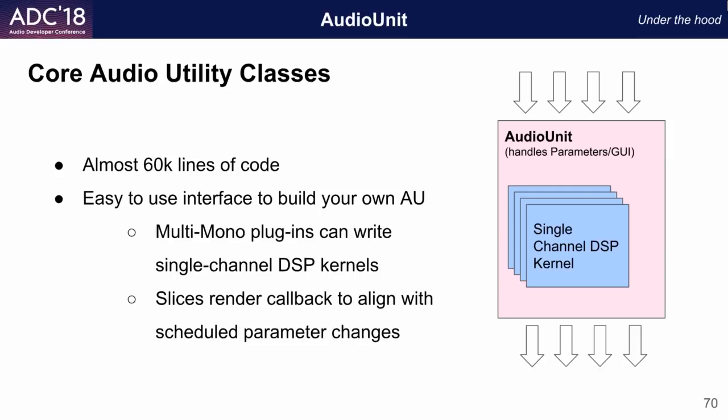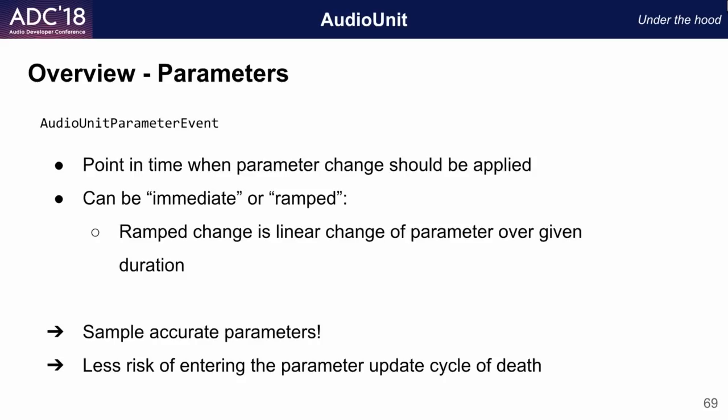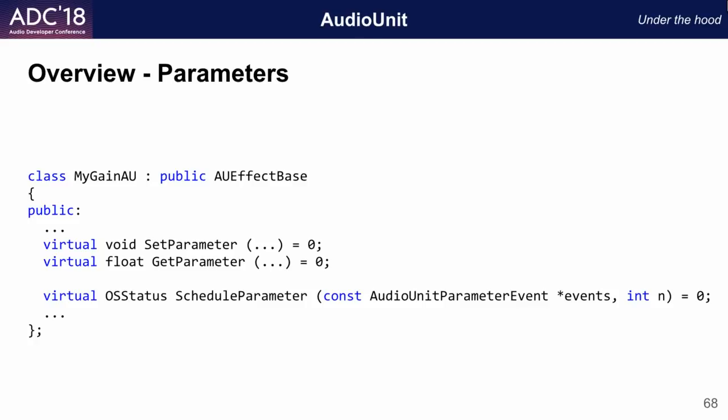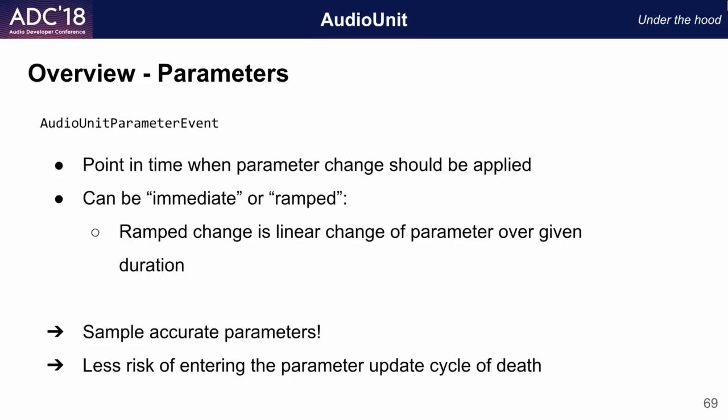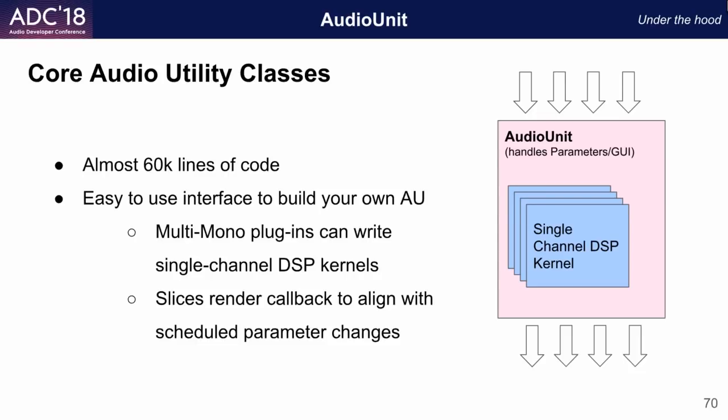It also can slice the render callback to align with the scheduled parameter changes, right? If you had to deal with this event thing here and put them in a queue and schedule them correctly, that could be quite difficult. So the core audio utility classes will just slice your render callback into smaller slices to align with when the parameter changes actually happen.